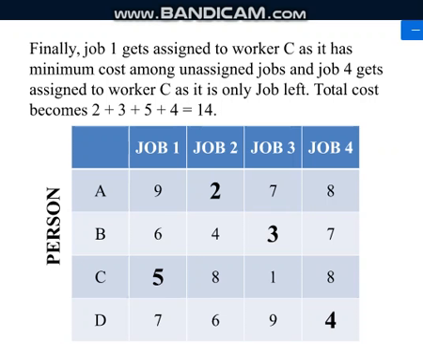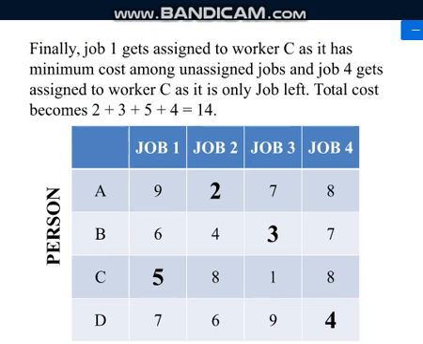If you assign the first job, what is the value? 9. Then this job cannot be assigned to anyone else, and I cannot assign any other job to A. So in the remaining 3 by 3 matrix, whichever is the least one, I'll go with that, then the next least. If I allocate 9, then 9 plus 4 plus 1 plus 4 is 18. Or if I go like this, 9 plus 3 plus 8 plus 4. So that depends.